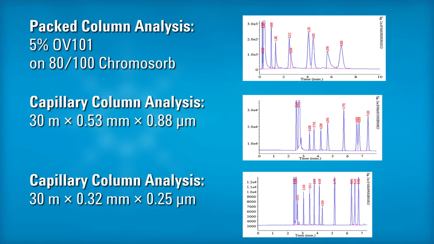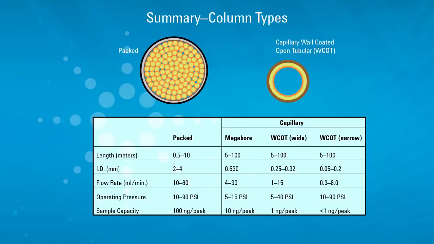This is a table summarizing typical lengths, internal diameters, pressure, flow rates, and sample capacities for packed and capillary columns. Hopefully, this table and the information provided to you in this training module will be helpful to you as a gas chromatographer.